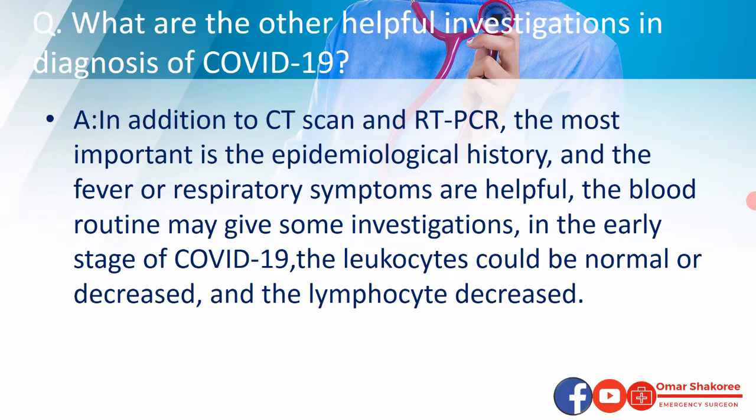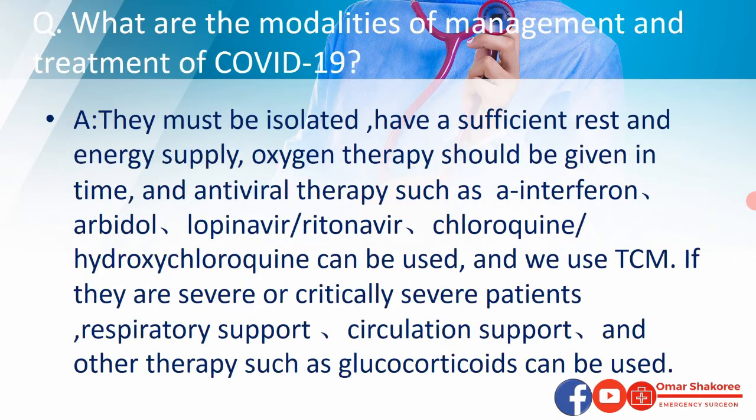Now, what are the other helpful investigations in the diagnosis of COVID-19? In addition to CT scan and PCR, the most important is the epidemiological history, and fever or respiratory symptoms are helpful. The routine blood test may give some information. In the early stage of COVID-19, the leukocytes could be normal or low and lymphocytes decrease.